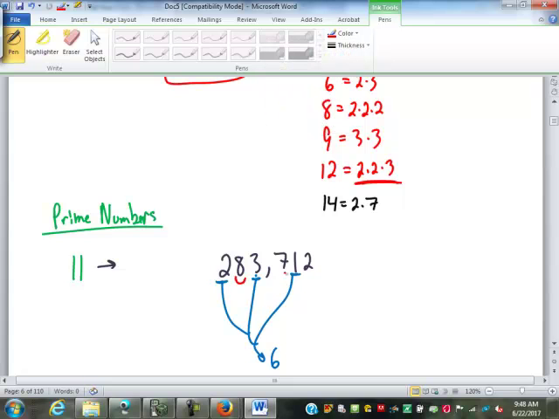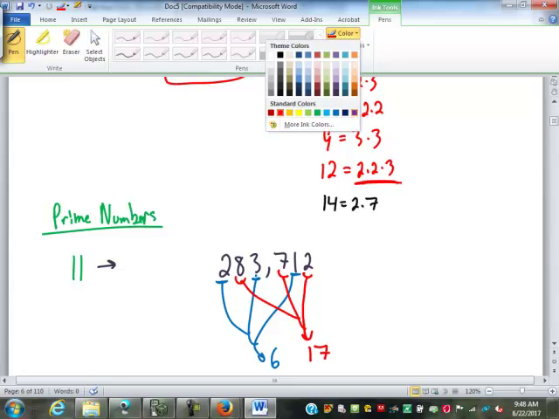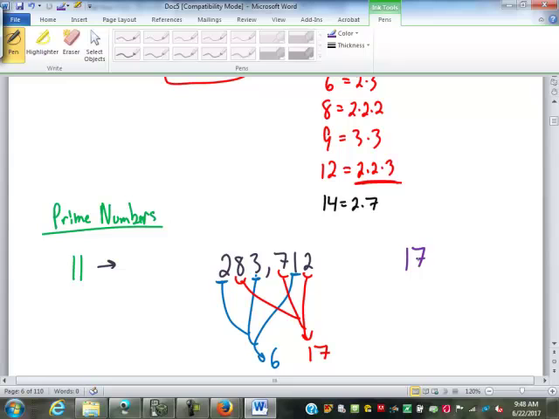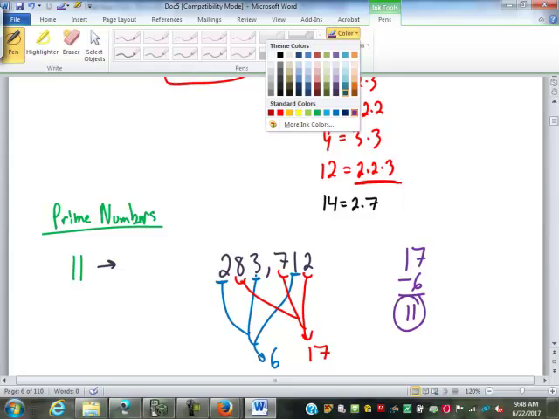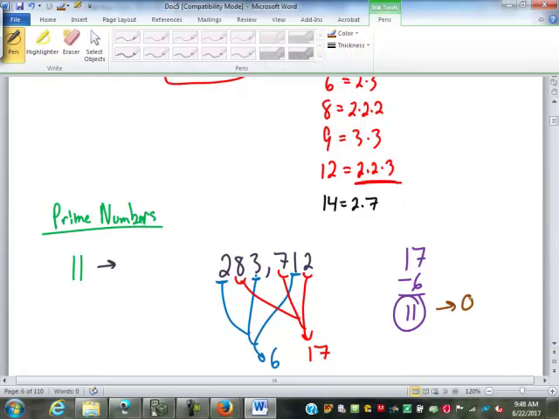Then you take the remaining digits. 8 plus 7 is 15, plus 2 is 17. And you look at the difference between those. What is 17 minus 6? 11. If that difference is 0 or divisible by 11, then the whole number is divisible by 11. So obviously 11 is divisible by itself. So 283,712 is divisible by 11, as we saw.